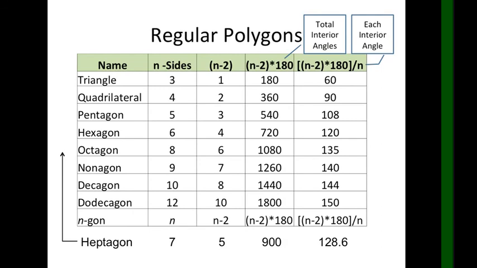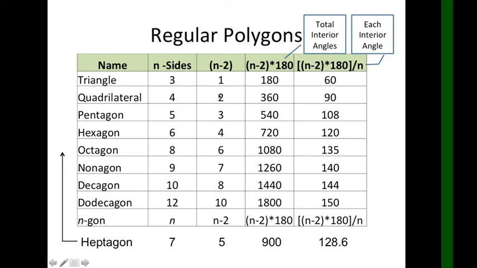Now, we have this equation. So for regular polygons, the total interior angles and each interior angle, I already discussed how they are obtained. Now, let's compute the degree of each angle in a polygon. 180 divided by 3 is 60. This means each angle of a regular triangle is 60.